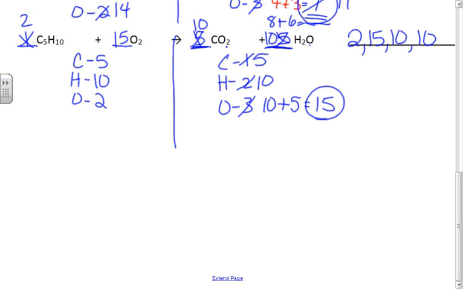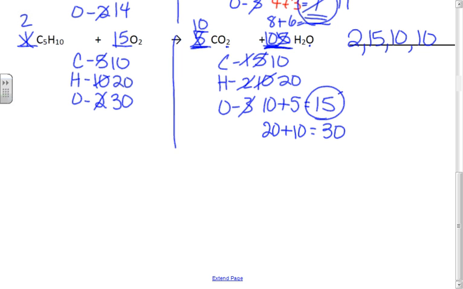And if you want to double check and make sure that everything's good, carbon, you can see now we have 10 of them. Hydrogen, we now have 20. Oxygen, we have 30. Carbon, we have 10. Hydrogen, we have 10 times 2, which is 20. And then oxygen, we've got 10 times 2, 20, plus 10 times 1 for a total of 30. And it all matches once again.